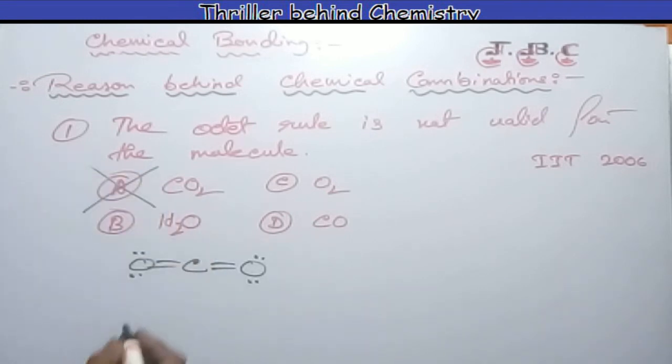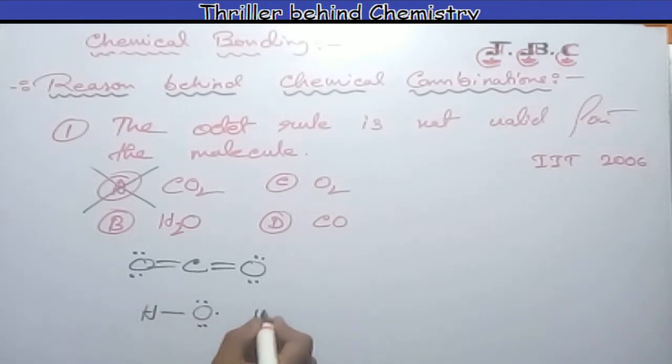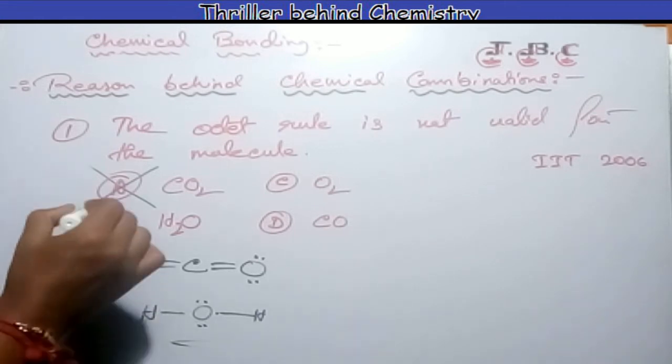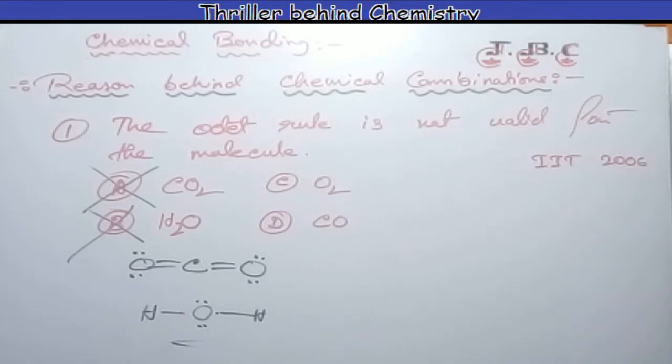For H2O, oxygen has 1, 2, 3, 4, 5 and 6, and each hydrogen can make only a single bond. For hydrogen to attain stability it has to have a doublet in the valence shell. So hydrogen attains that, and for oxygen 1, 2, 3, 4, 5, 6, 7, 8. Oxygen also attains stable electronic configuration, that is octet. So H2O is not the right answer.